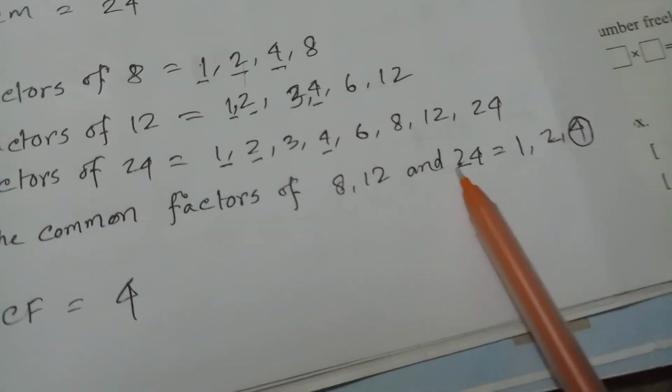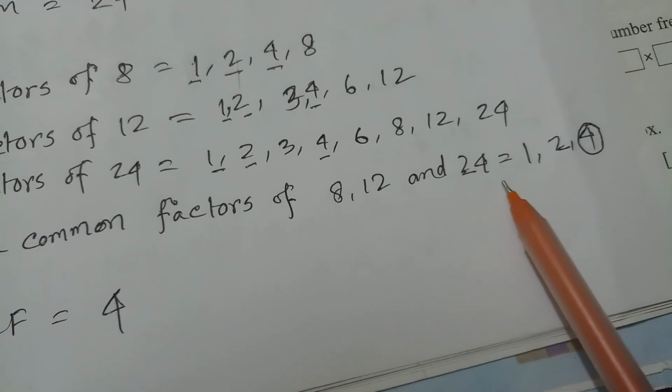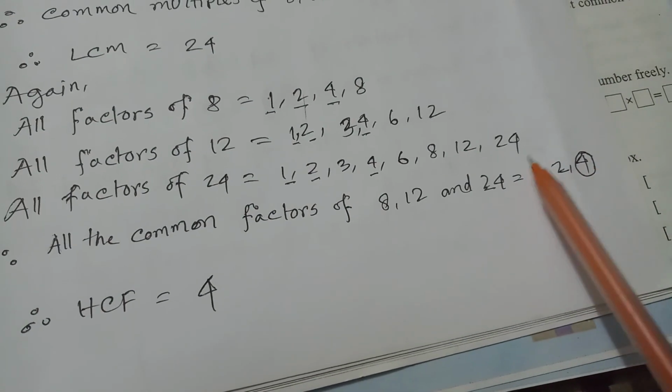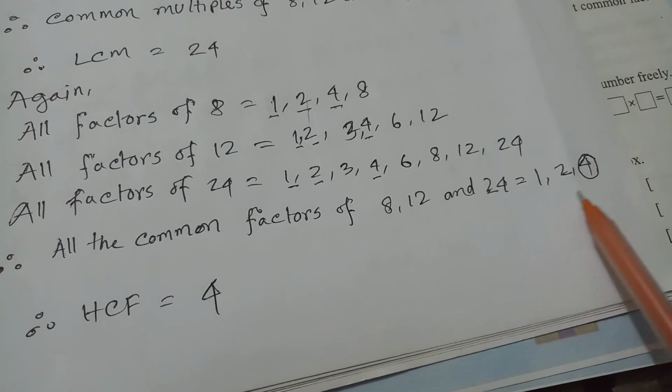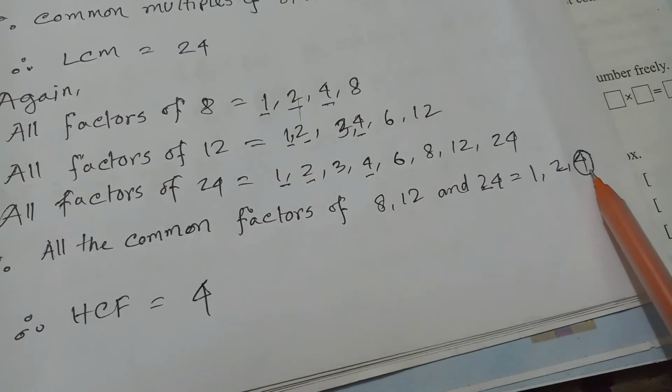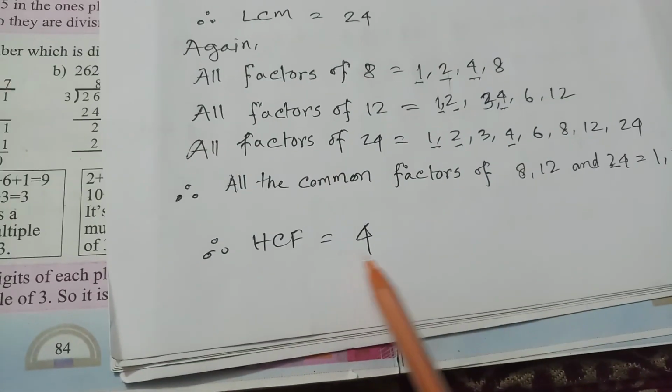Look, the common factors of 8, 12 and 24 are 1, 2 and 4. And among these common factors, 4 is the highest. So here HCF equals 4.